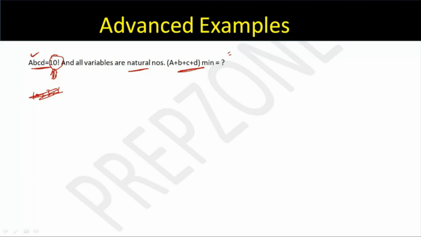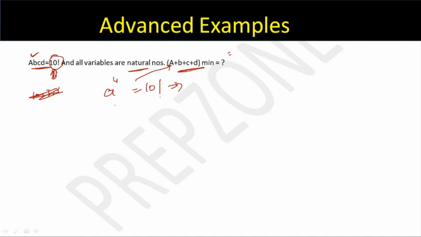So if I had to make the variables equal, for example, A equals B equals C equals D, so that the minimum comes out to be equal to that. So what would be the value of A? What I'm saying is if I want to make all 4 variables equal, this will be a to the power 4 equals 10 factorial, right? Ideally, if this had a solution, this would have given me the value for A plus B plus C plus D minimum, because it is nothing but AM equals GM, which only happens when the variables are equal.